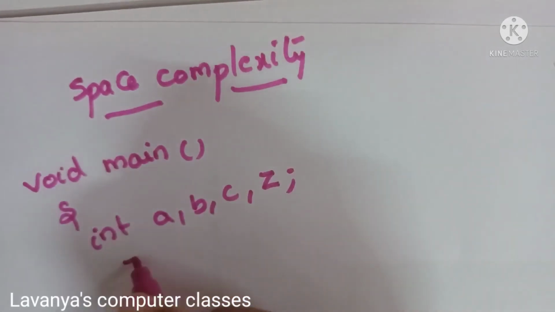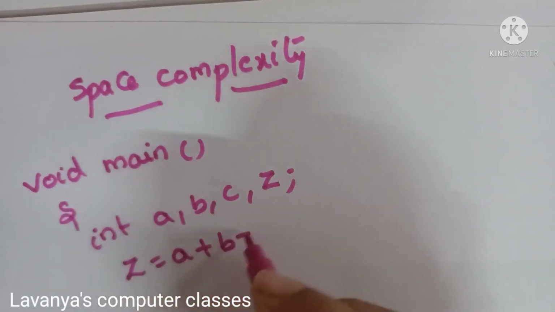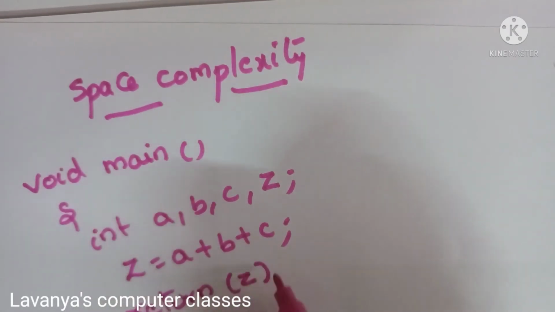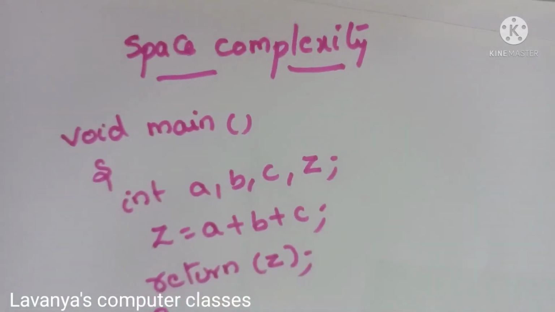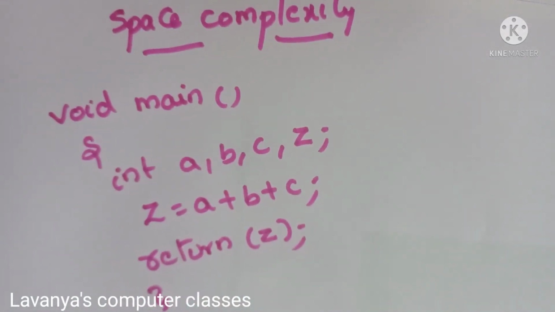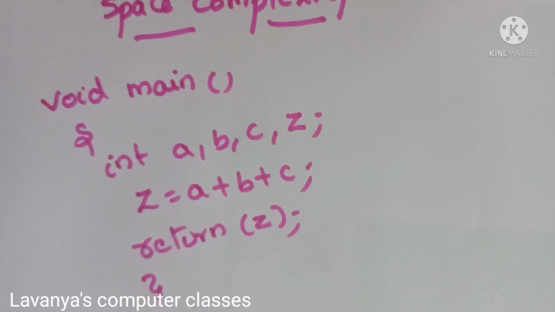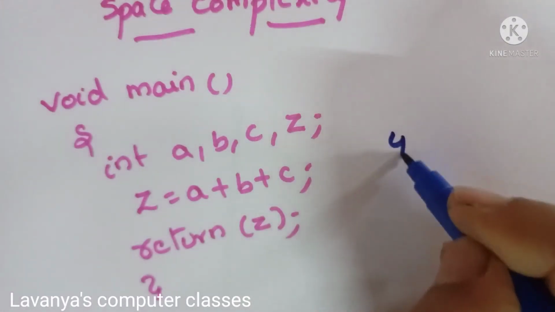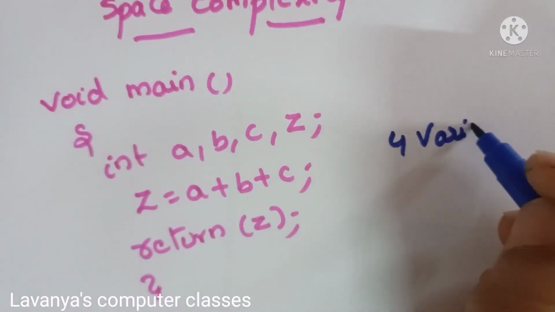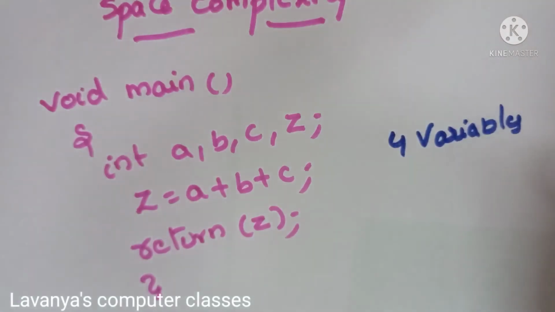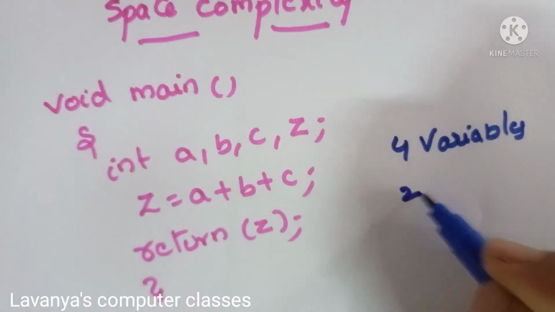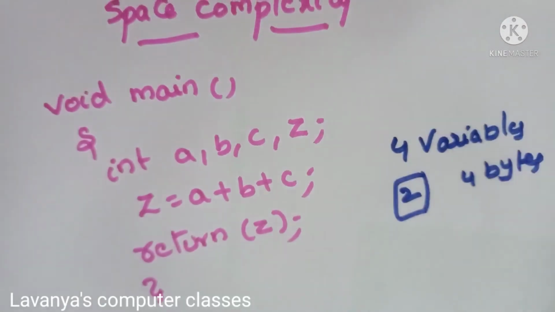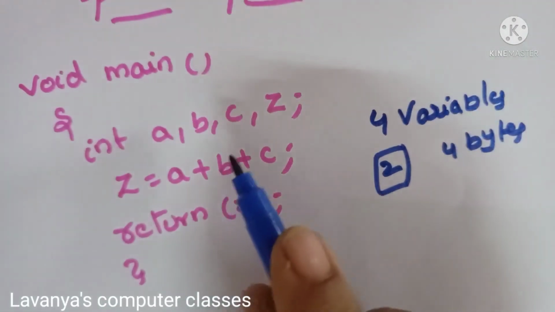I will explain with one simple example. Void main, int a, b, c, z: 4 variables. z equals a plus b plus c, return z. Close the program. How much memory do we require for this simple example program? That is called space complexity. How many variables are there? 4 variables: a, b, c, z. All are integer variables. Some processors store an integer in 2 bytes and some in 4 bytes. For example, I will take integer as 2 bytes.